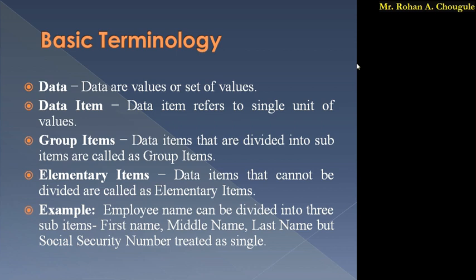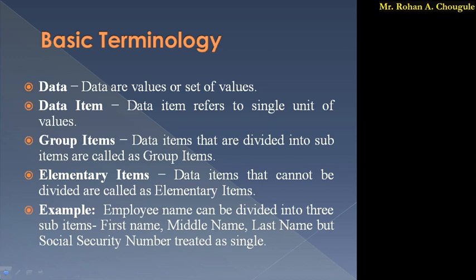Data items that are divided into sub items are called group of items, whereas data items that cannot be divided into sub items are called elementary items. So group of items are, suppose we have one data item, and if we divide that data item into sub items, then it is called group of items. And if we cannot divide a data item into sub items, then it is called an elementary item.